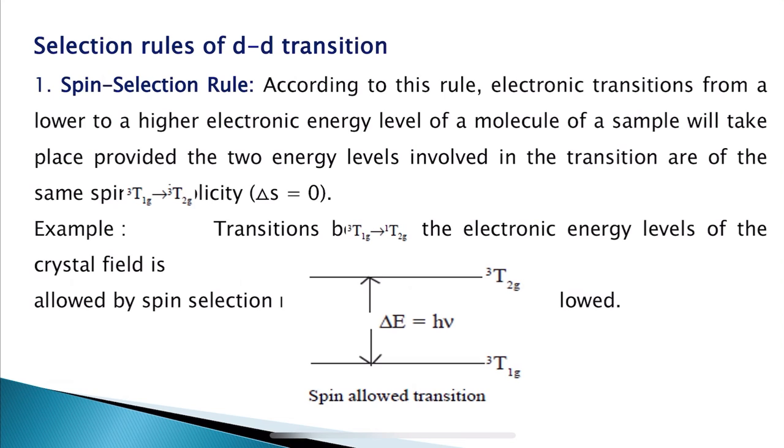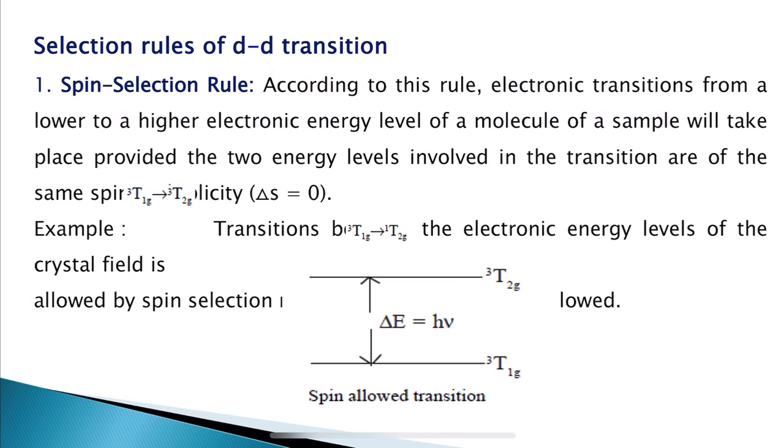Mainly there are two selection rules. The first one is the spin selection rule and the second one is the orbital selection rule, also called the Laporte selection rule. Now we will see one by one what is meant by the spin selection rule.